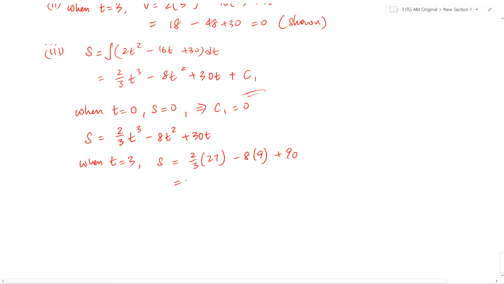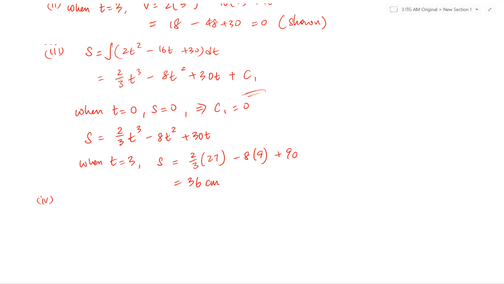Anybody has the answer? So 36, but units, cm. Okay, part 3 done. Part 4. Find the total distance traveled by the particle in the first 3 seconds.